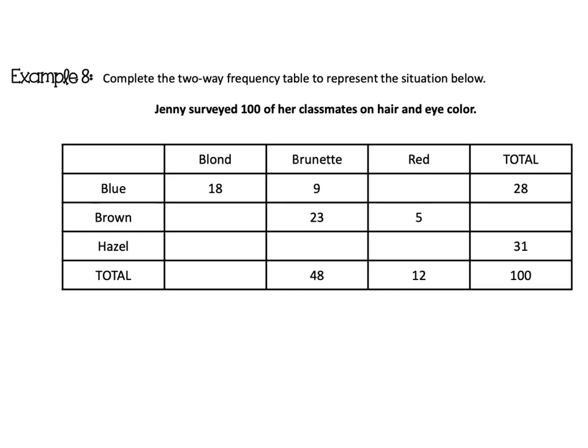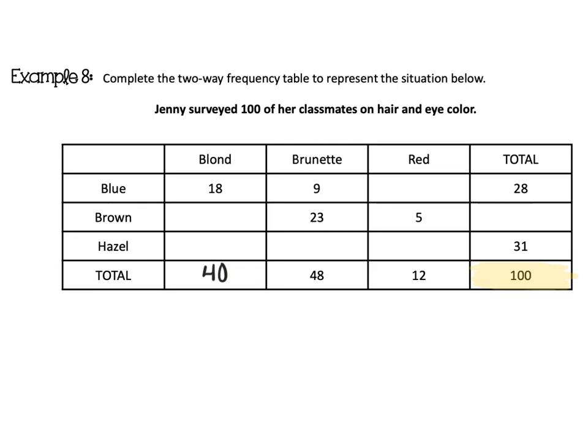So looking at example 8, it wants us to complete the two-way frequency table. And we know that the grand total has to be 100 classmates that were surveyed on their hair color and their eye color. So I know that this bottom, or the total, has to be 100 people. So if 12 of them were red-haired and 48 of them were brunette, then 40 of them have to be blonde.